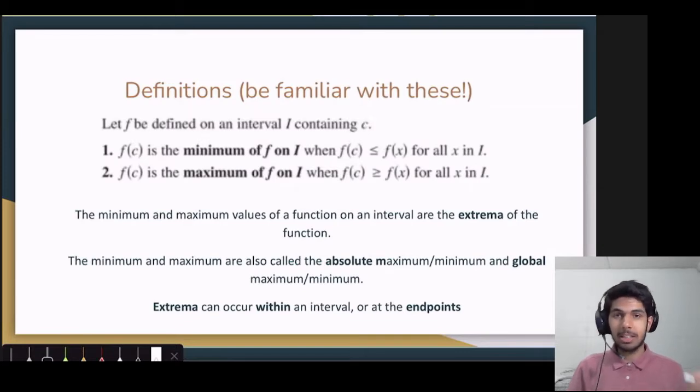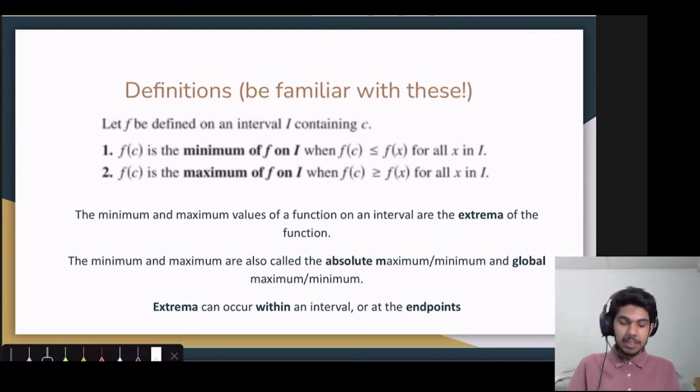So that means if we evaluate the function on every single point within the interval, the infinite amount of points within that interval, then we have the point such that the function evaluated is the smallest out of all of the points. That is called the minimum. That's what it's saying here.